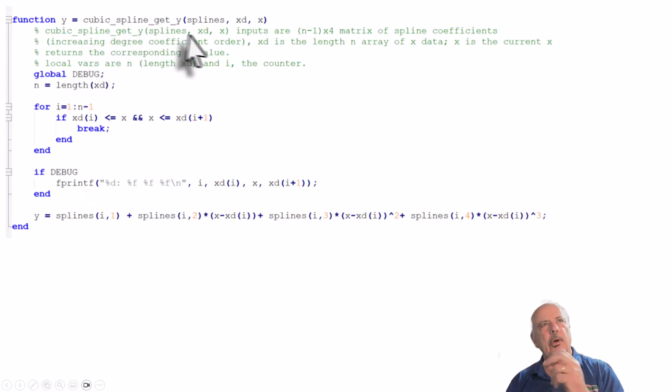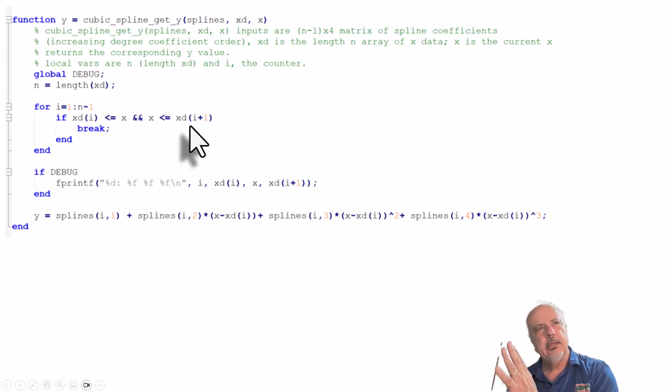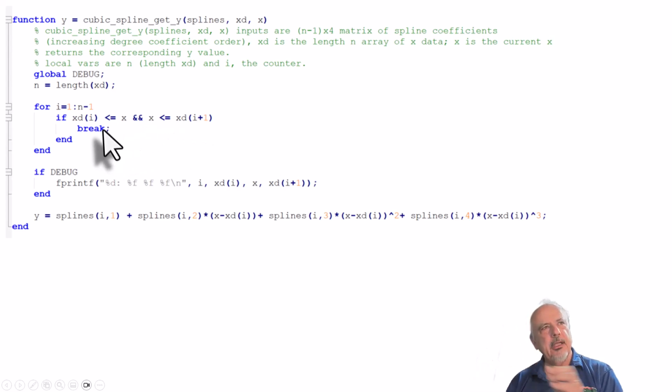So cubic spline get Y, you're bringing in your splines, you're bringing in your raw data, and then here's the point of interest. So you have to figure out how long it is here because you wouldn't know otherwise. And then what you're doing is you're comparing the point of interest, where is it? And as you walk through the X data, you're comparing it to see if that X is between the beginning of that particular spline segment and the end or the beginning of the next spline segment. If it is, you break, and then that current I is what you want to use down here in the splines. So that's how it works.